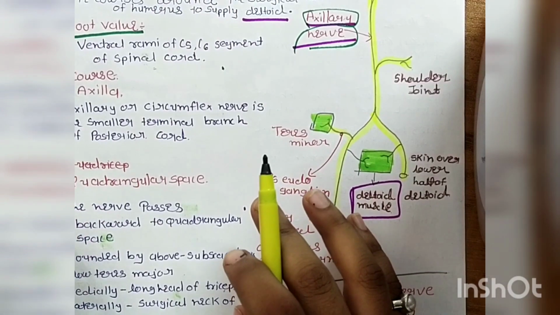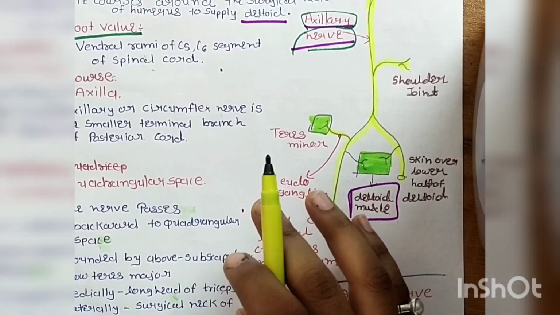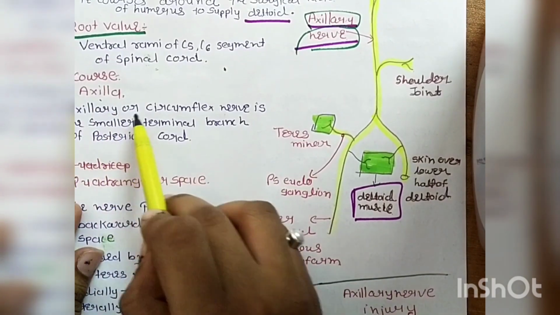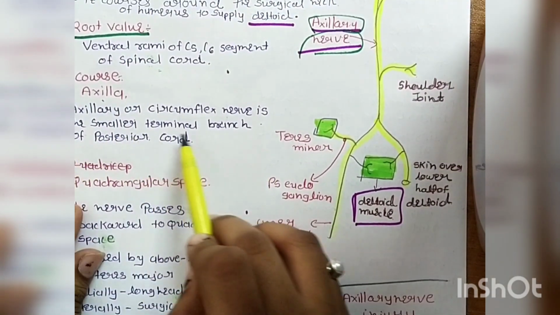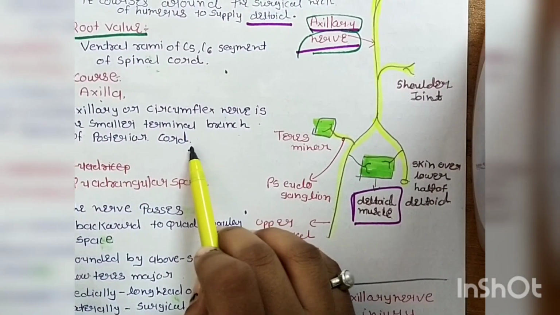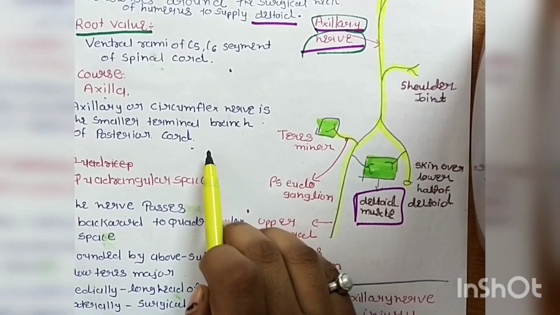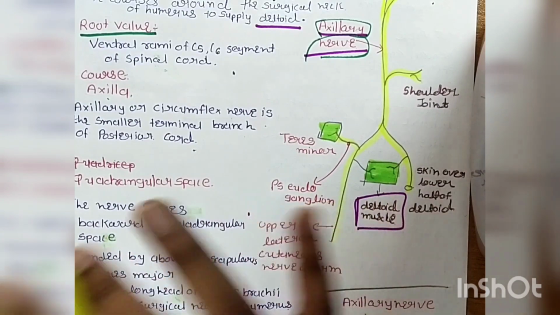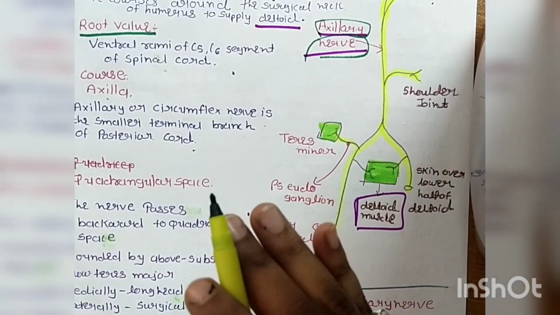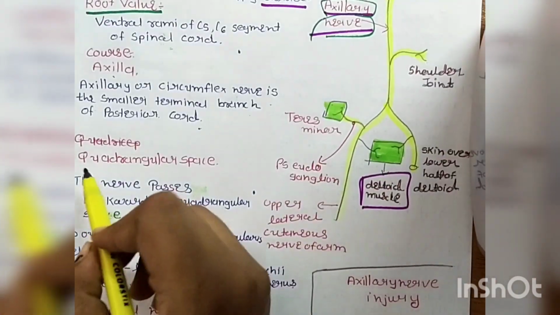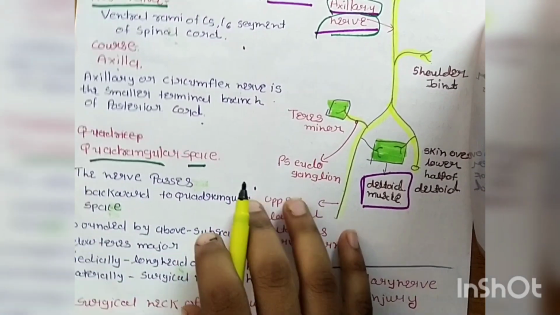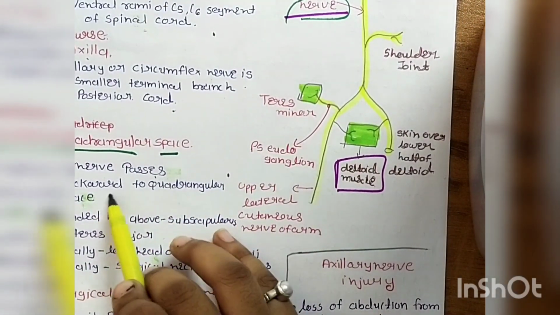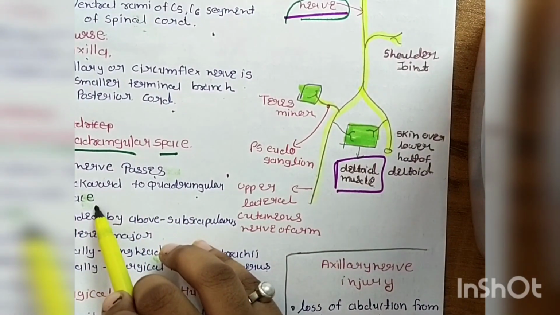First of all, it is present at the axilla level. At the axilla, the axillary nerve or circumflex nerve is the smaller terminal branch of the posterior cord in the brachial plexus. And we know that at the axilla level it does not supply any muscle or any structure, and then it enters into the quadrangular space. So we should know what the quadrangular space is. The nerve passes backward through the quadrangular space.